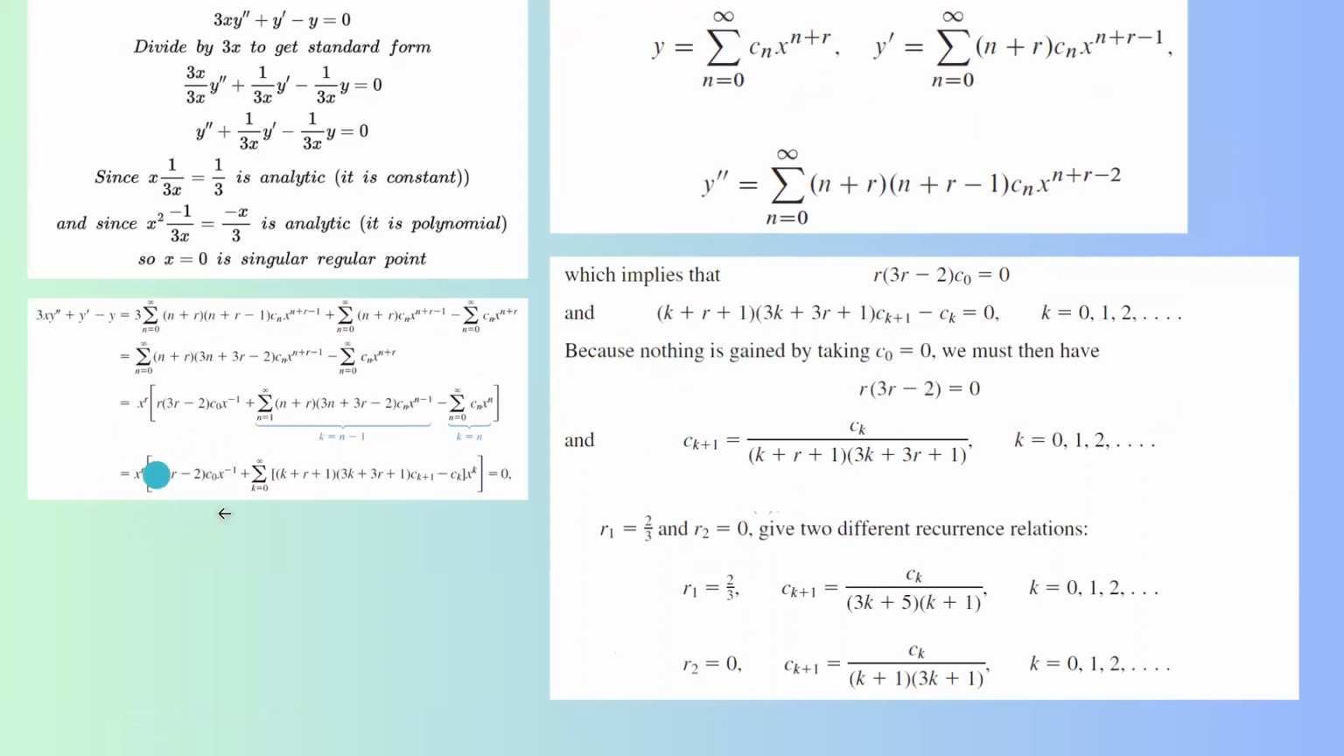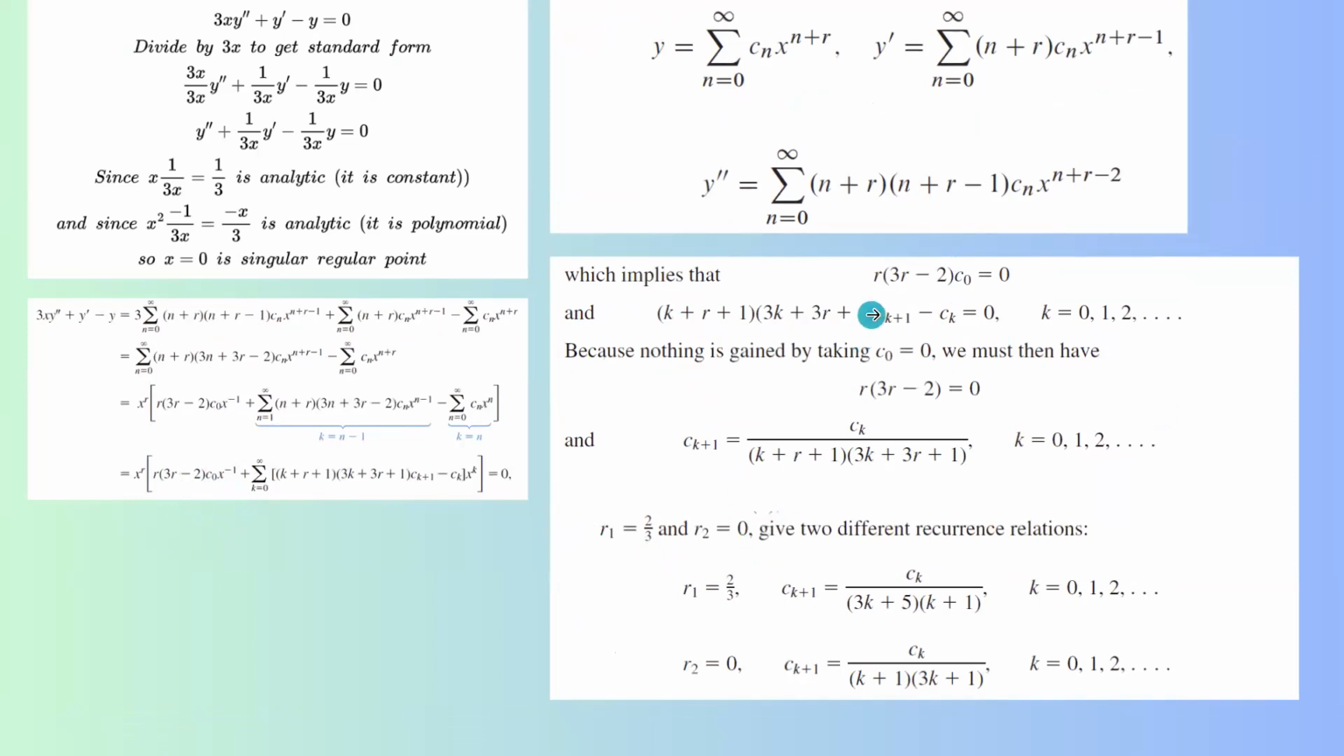So take a look. This guy, if you set it equal to 0, you get r times (3r - 2) c sub 0 equal to 0. Here you have x to the power negative 1. We don't care about that one. The coefficient must be equal to 0. So it means that r is 0, or r is equal to 2/3, as you can see here.